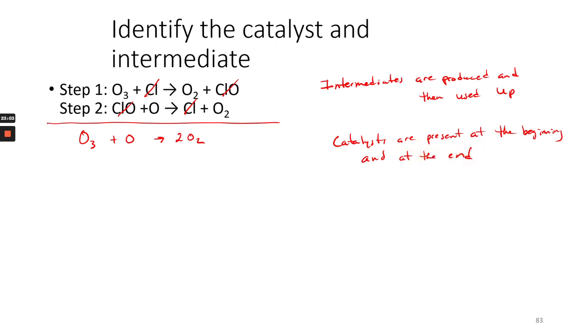So, which one was produced? So, it's got to be one of the ones we canceled out. So, ClO was produced. See, it's on the product side of the arrow. And then it immediately becomes a reactant and gets used up. So, your intermediate in this case is ClO. What was there at the beginning and then there at the end? Chlorine is your catalyst. Notice it was there at the beginning and it is there at the end. It is not used up in the reaction. That is how you determine the difference between the two.